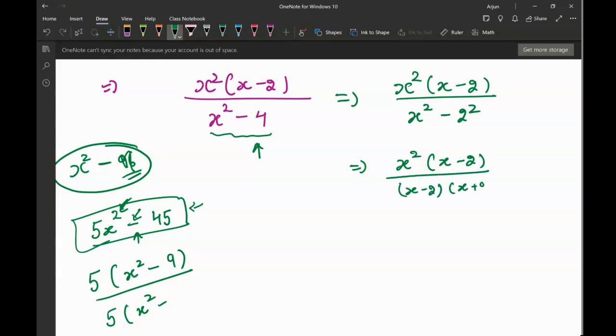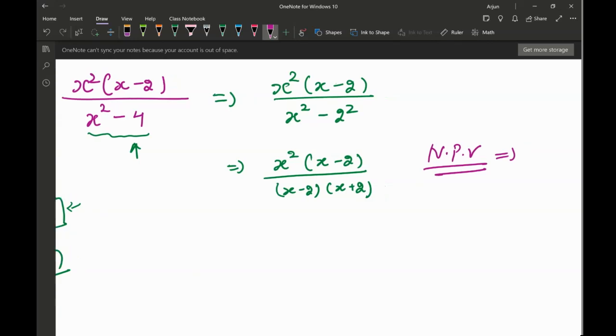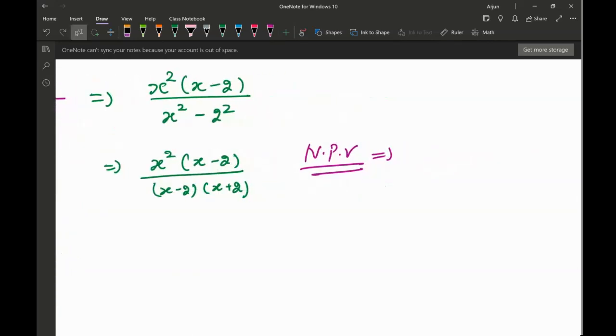x plus 2. Now, before I start solving this question, whenever the numbers are in the fraction form, we have to find the non-permissible value. Non-permissible values. What is a non-permissible value? It means all those numbers for which the denominator will be equal to 0. Basically, whatever is in the denominator, you will put it equal to 0. So first of all, I'll put x minus 2 equal to 0, and then I will also put x plus 2 equal to 0. Now from here I will find the value of x.